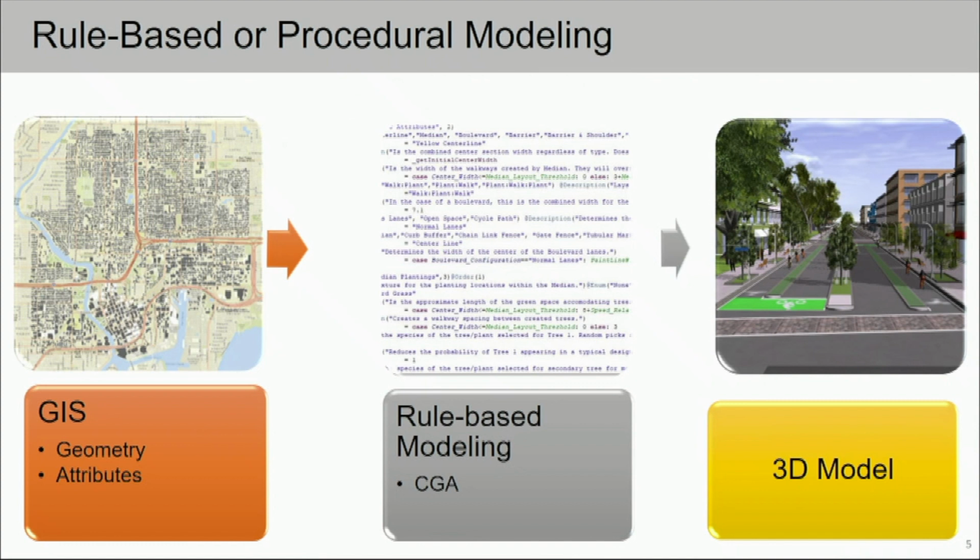This particular rule-based modeling uses a programming language called CGA, computer-generated architecture. In fact, in the architectural world, there have been efforts for many years to automate shapes and so on through this concept of computer-generated architecture. And then, voila, you have the 3D model.